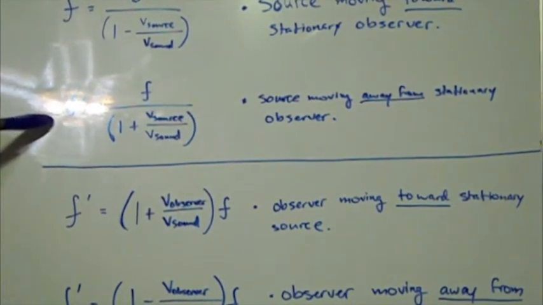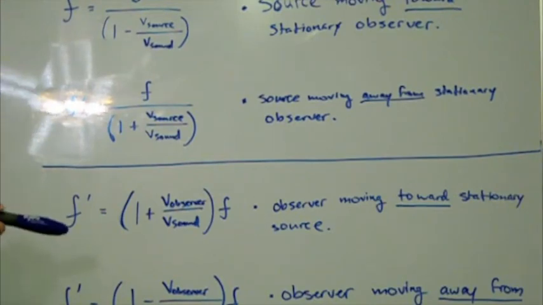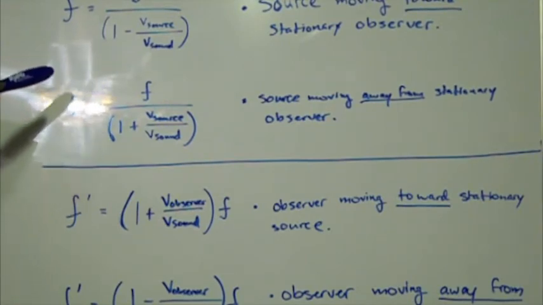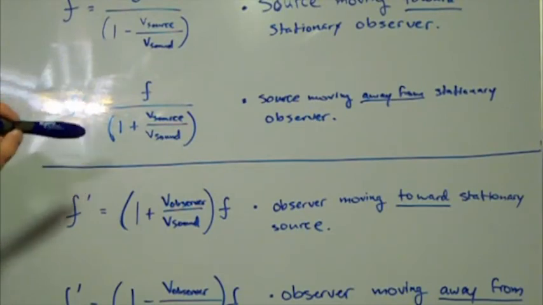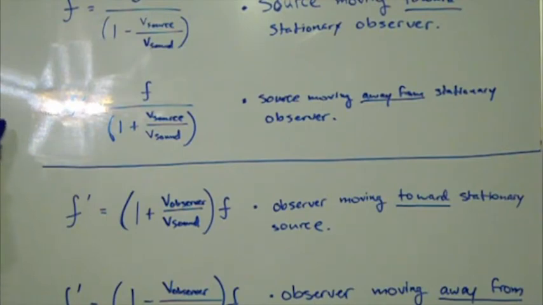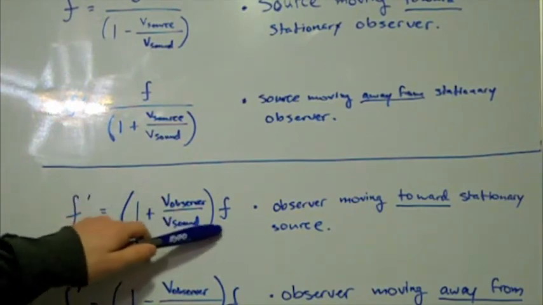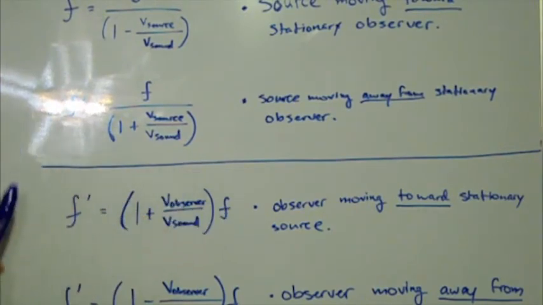The second one for the source moving is when the source is moving away from a stationary observer. In this instance, we use the formula f prime is equal to the given frequency over 1 plus the fraction v source over v sound. For the scenario where the observer is moving towards a stationary source, we use the formula f prime is equal to 1 plus the fraction v observer over v sound, close parentheses. Once you get that, you multiply it by the given frequency.